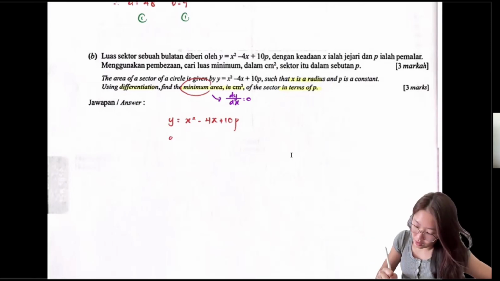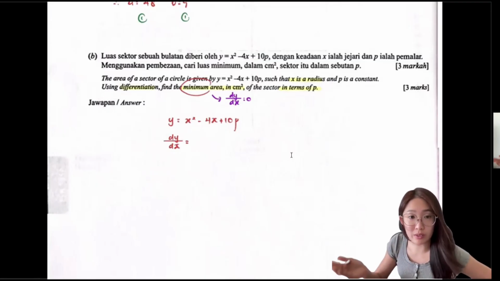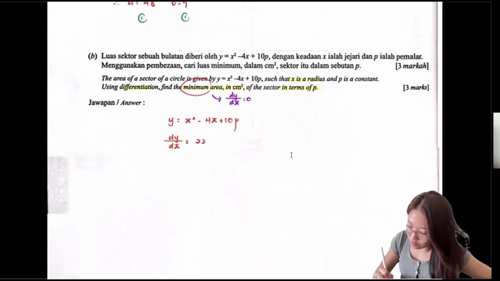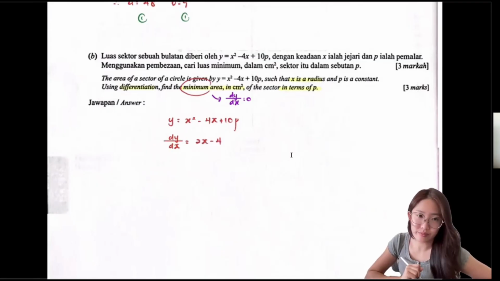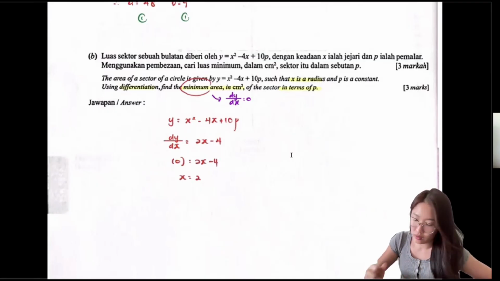So here, the first thing we're going to do is to differentiate first. It has the p over there, don't bother because you are differentiating with respect to x. So you just focus on the power of x. So here you get 2x minus 4. Substitute 0 here. This is where you find your x. So x equals 2. 1 mark given here.